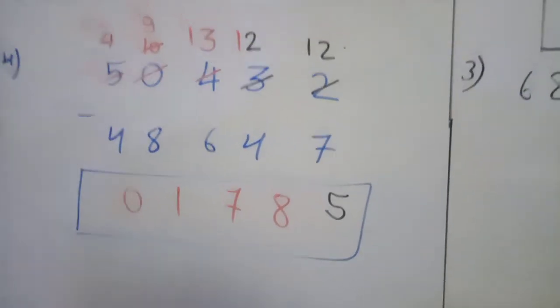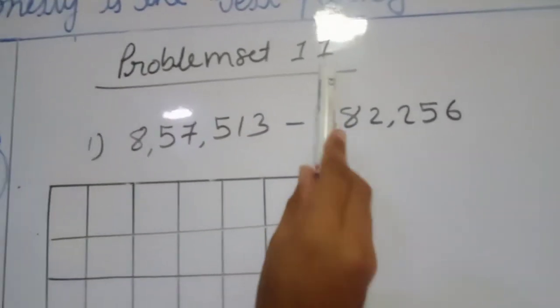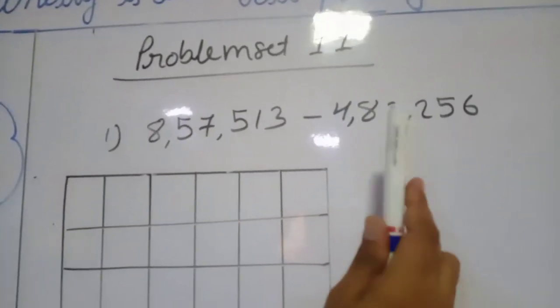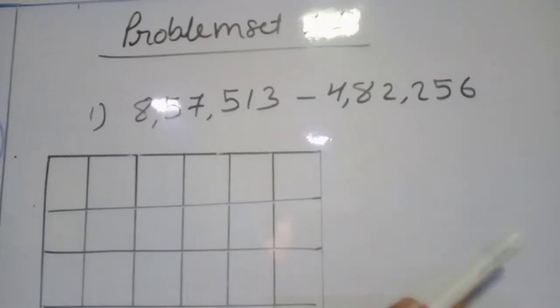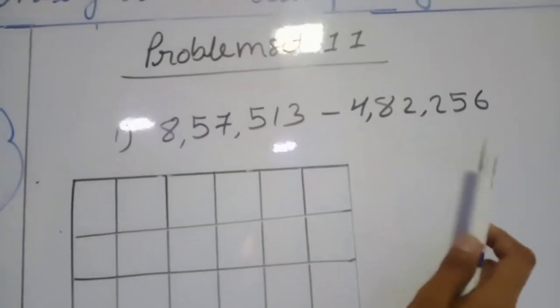Now the next problem, number 11. Here we have numbers that we are going to arrange and subtract. So first count how many digits we have in both numbers.